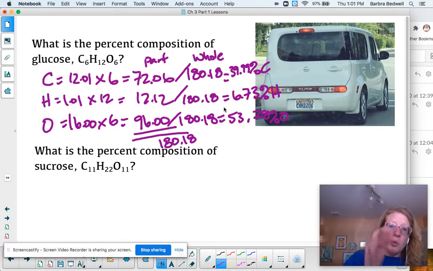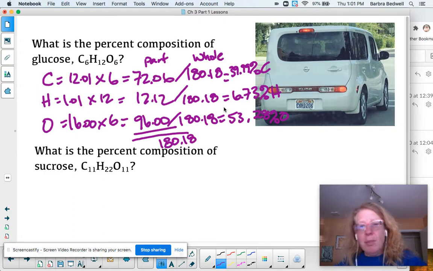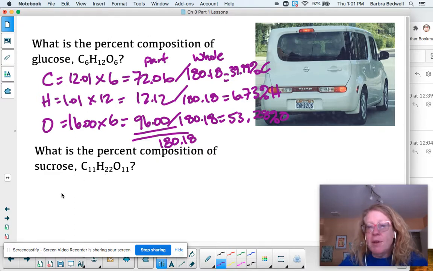So this is a really good chance for you to hit pause and see if you can practice this with sucrose. See if you can figure this one out. Again, it's a good practice spot for you. So I'm going to start writing mine on there.